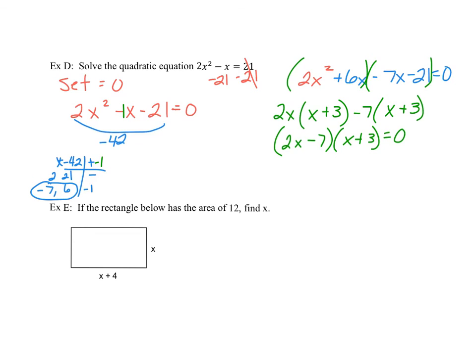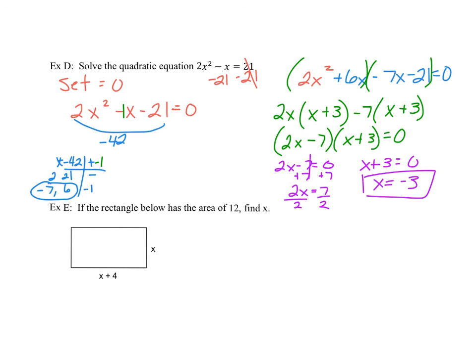Oh, but we're still not done. So I want to set each part equal to 0. This one I know pretty fast is equal to -3. This one I need to add 7 to each side, and then divide by 2. So I get for my other one, x equals 7 over 2.